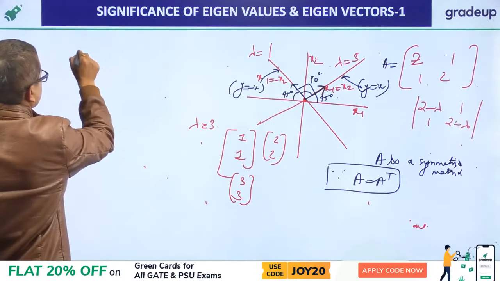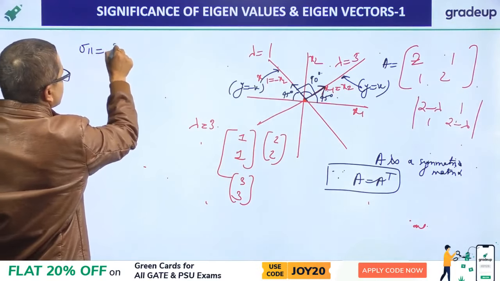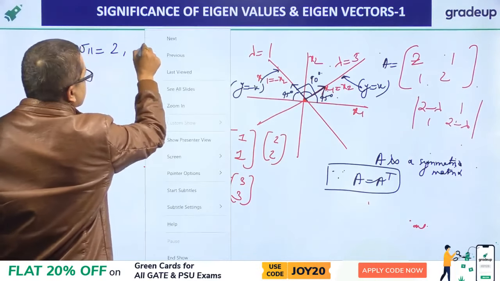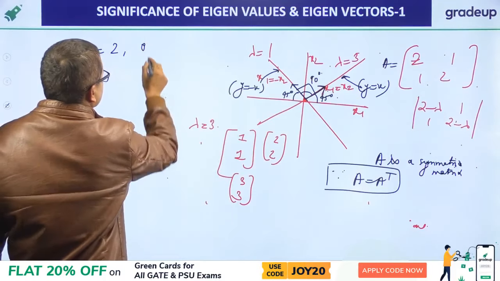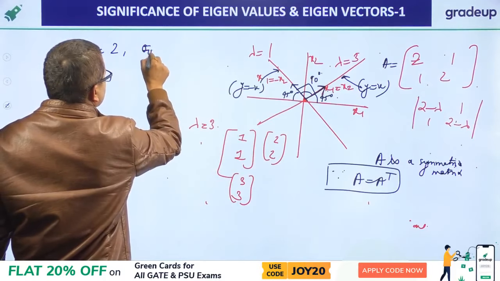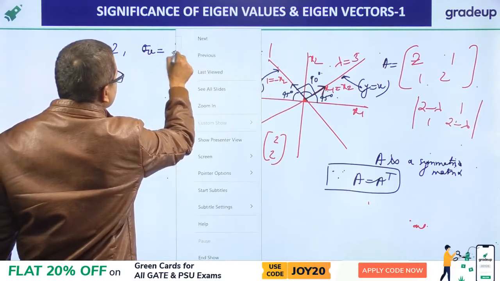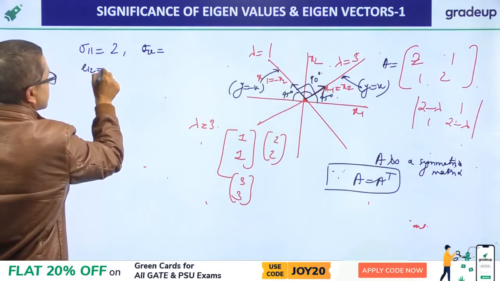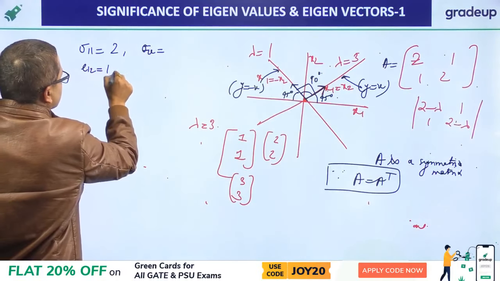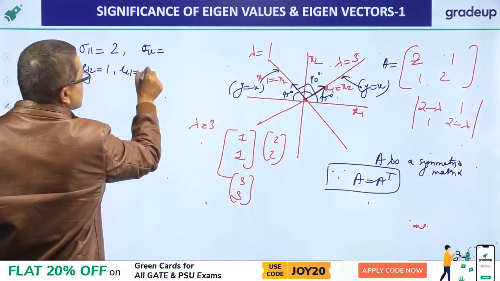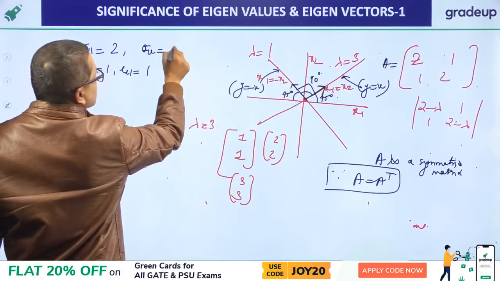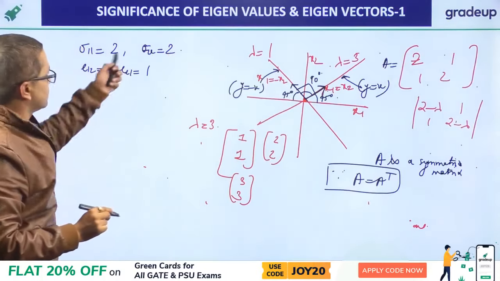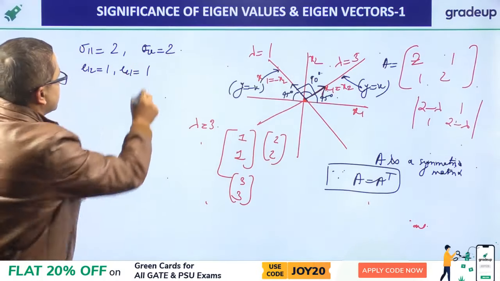Okay, sigma 1 1 equals 2, sigma 2 2 equals 2. Again this problem is coming up, tau 1 2 equals 1 and tau 2 1 equals 1. This is also 2. These are two normal stresses.